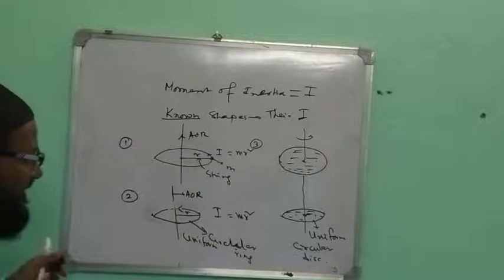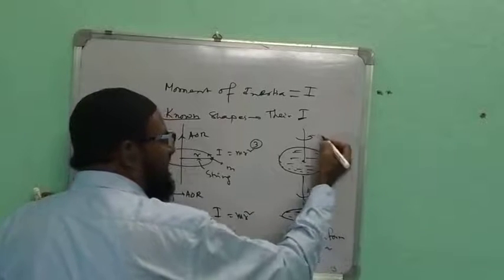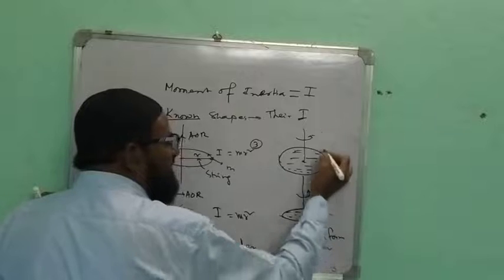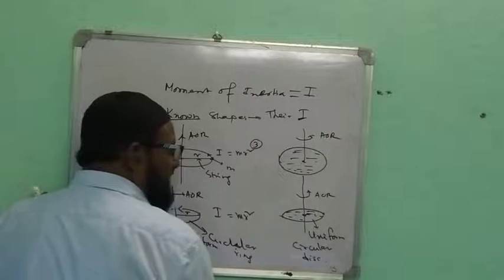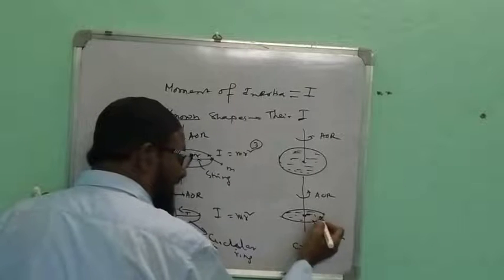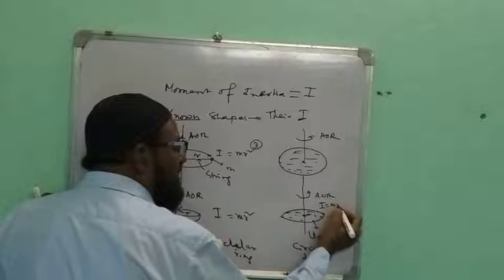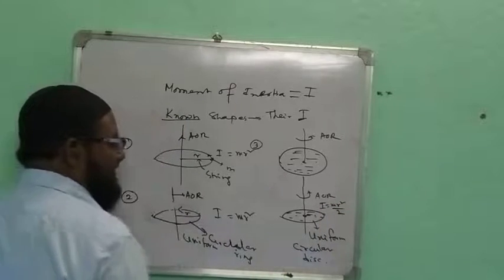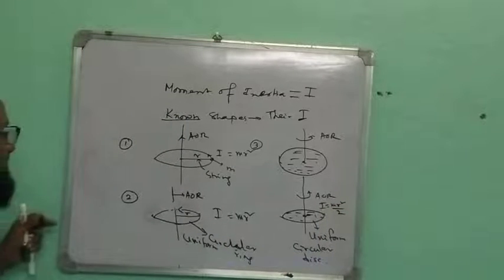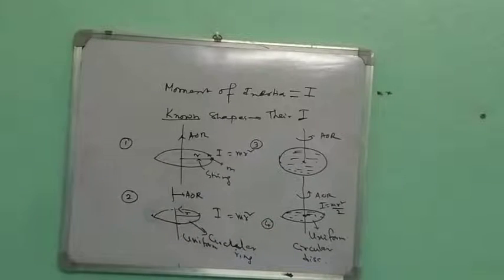Is it clear? In this case, this is the axis of rotation. The I of this disc equal to mr square by 2. Please write down. This is figure number 3. This is figure number 4. Clear? Next thing. Next part, other shapes.